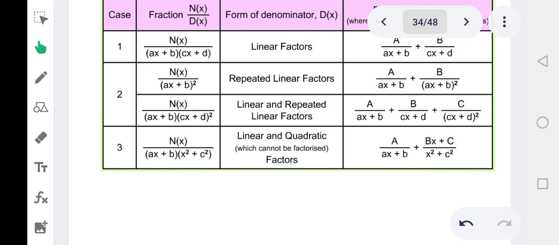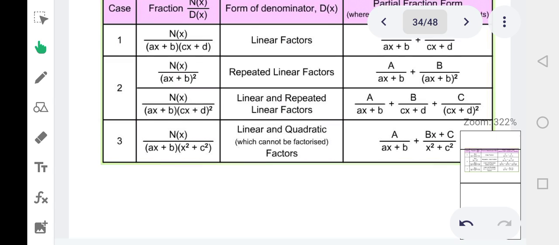It's very simple. So the first thing that you say A over the first factor, which is not repeating. This first factor is ax plus b. Then plus the repeating factor, which is cx plus d squared. So what do you say? B over cx plus d, and then plus C over the same repeating factor, but squared. Get it like the way it is there. You put it like that. All right, Ninjas, we are going to look at examples.